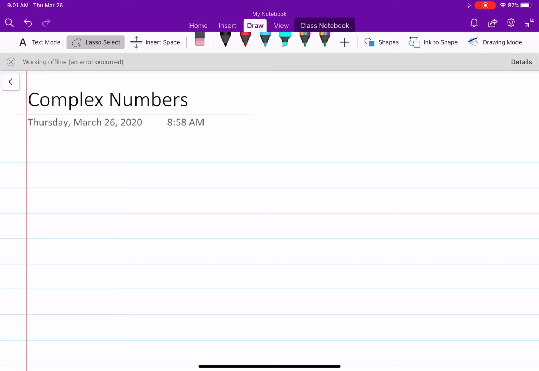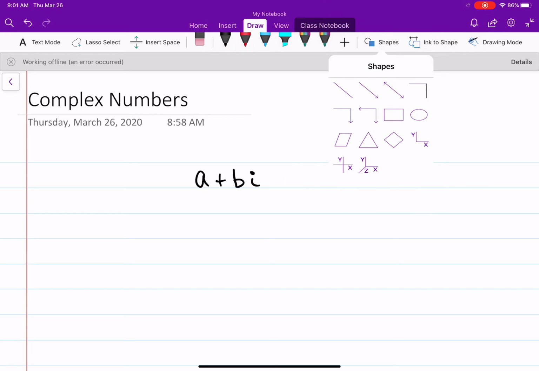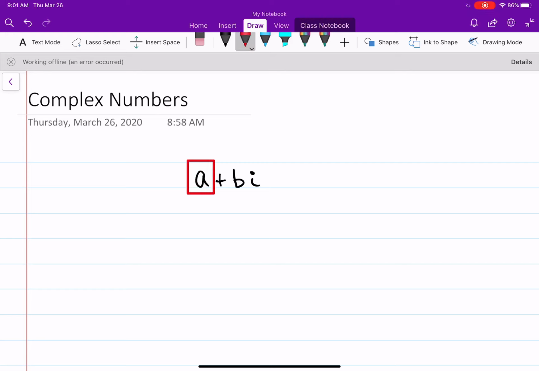All right, so we're talking about complex numbers today. We're going to talk about the a plus bi form. There are two parts of this. There is that part right there, which is the real part, which is a real number.